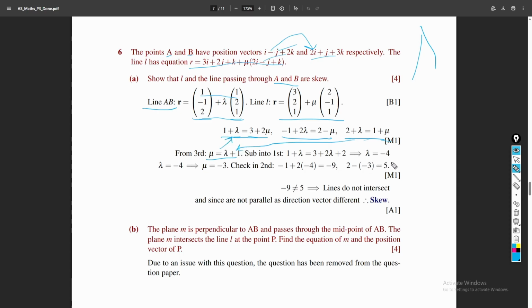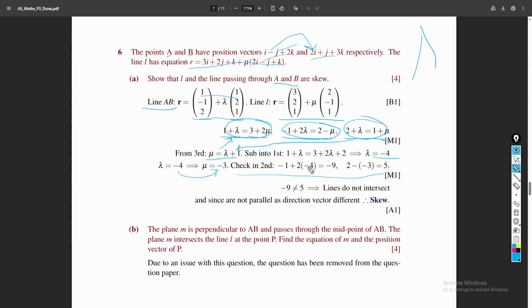Using this we got a lambda value, and then putting this lambda into this equation gives us this mu, and then we put both of these values into this equation to check. If we assume they meet, all these 3 points should be equal, right? So we're assuming these 2 points are equal, and then we're checking if this point is also equal or not. But it doesn't work.